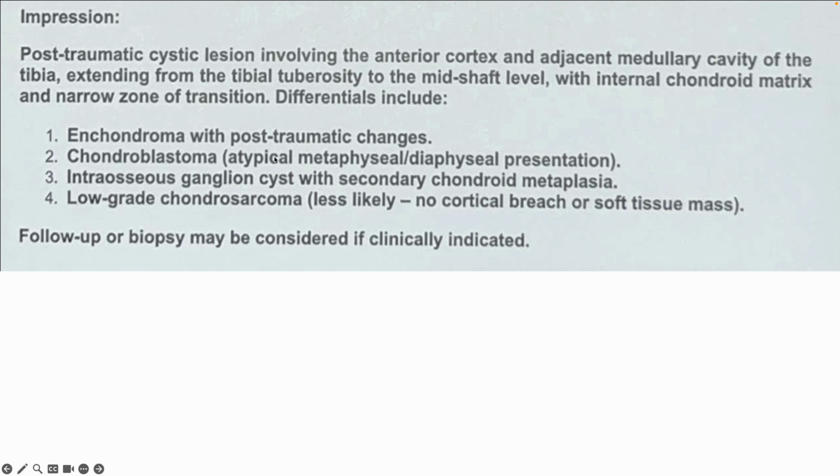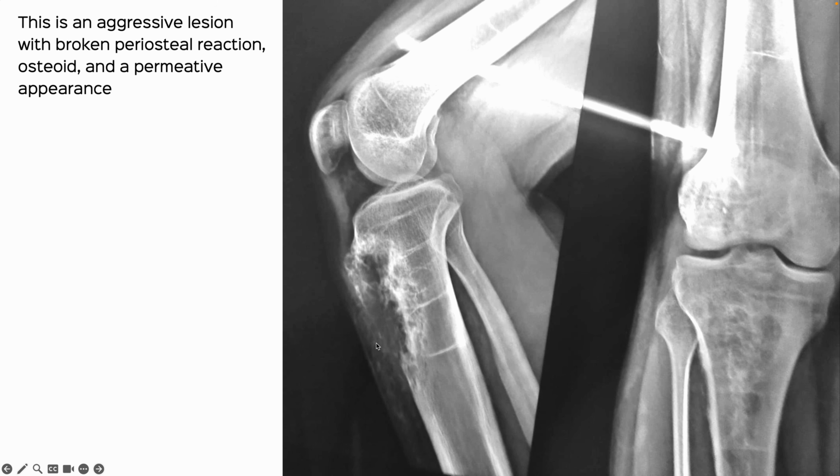So enchondroma with post-traumatic changes, that's not even an entity. Chondroblastoma, intraosseous ganglion cyst with secondary chondroid metaplasia. I mean, this is like smoking weed, right? I mean, ganglion cyst that has secondary chondroid metaplasia. And low-grade chondrosarcoma. Now, let's unpack this.